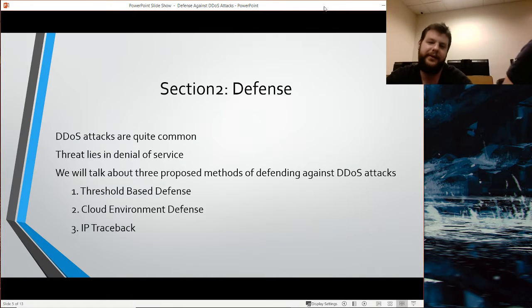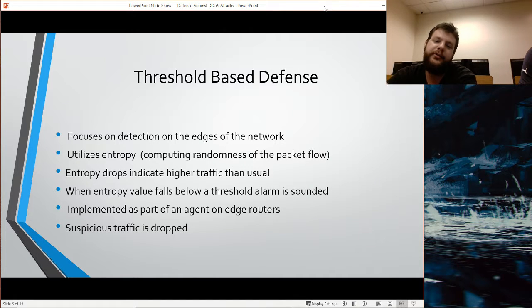All right. So, defense. DDoS attacks have become quite common lately. Their threat lies not so much in destructive power as in denial of service and restricting your access to the applications you need on a daily basis, like banking, medical records, and countless other examples. We will be talking about three proposed methods of defending against DDoS attacks. The first one is threshold-based defense, the second is cloud environment defense, and the third one is more of a countermeasure than a defense. It's called IP traceback. So to start us off, we have the threshold-based defense.